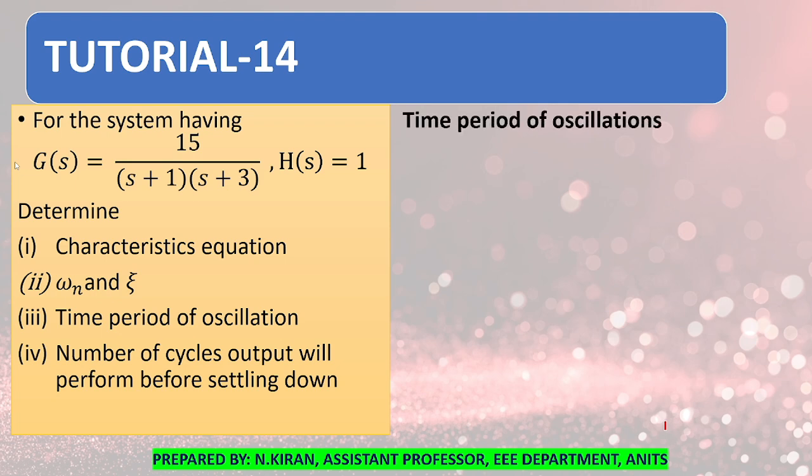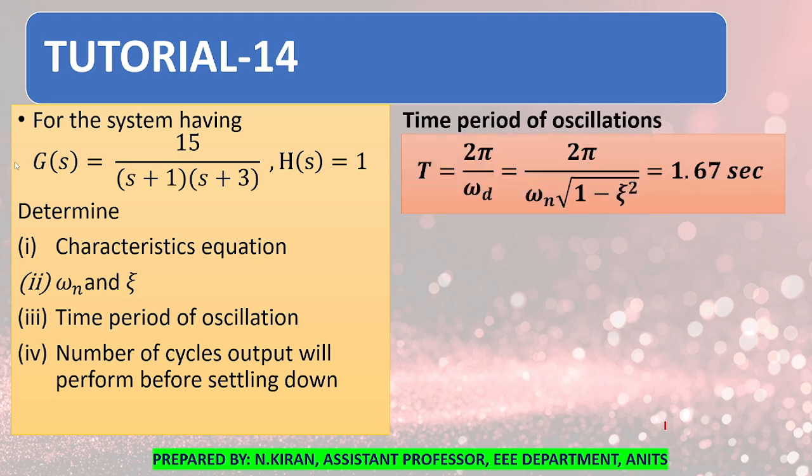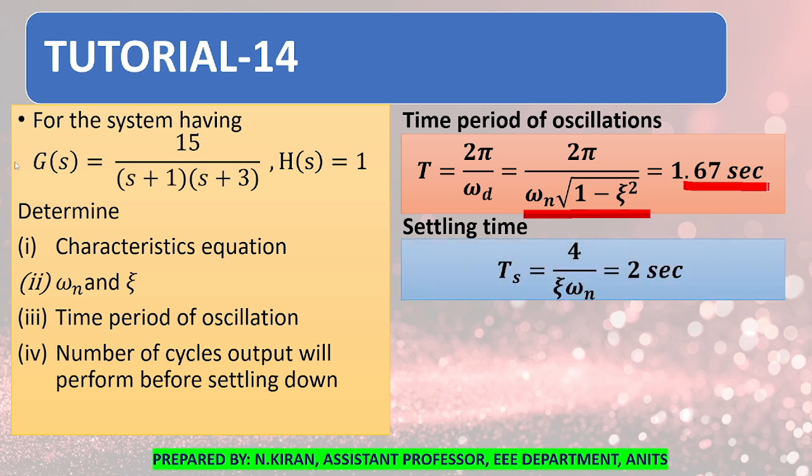Next, we need to find the time period of the oscillation. So T is equal to 2 pi by omega d, where omega d is omega n into root over 1 minus zeta square. We know the value of omega n, we know the value of zeta. So upon substitution, that will give me the time period of oscillation as 1.67 seconds. The settling time, Ts, we know the formula is 4 by zeta omega n, which is 2 seconds.